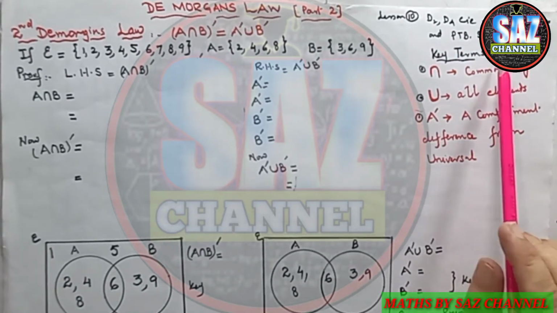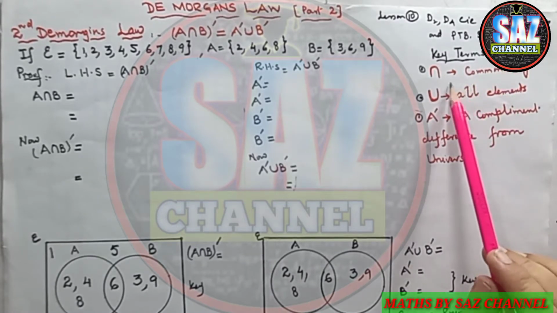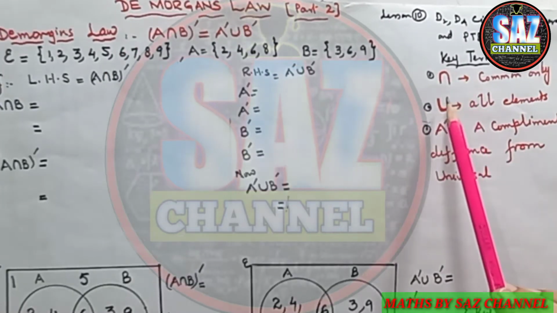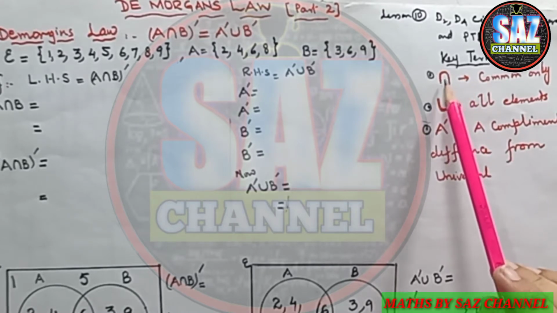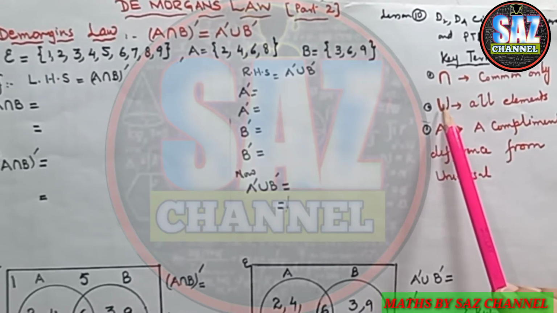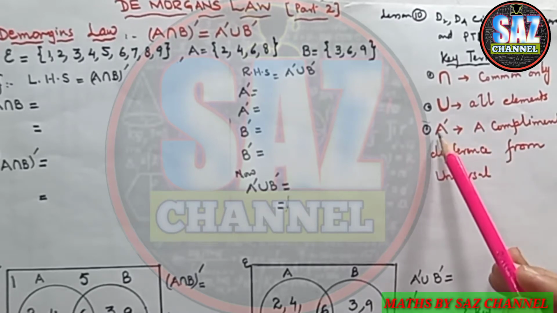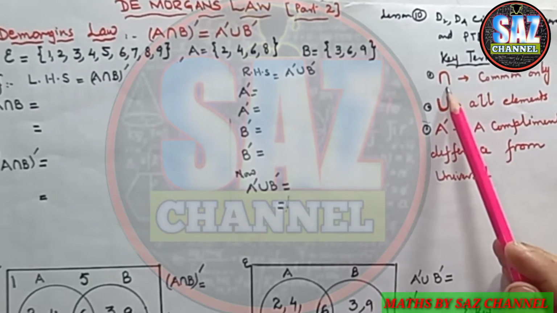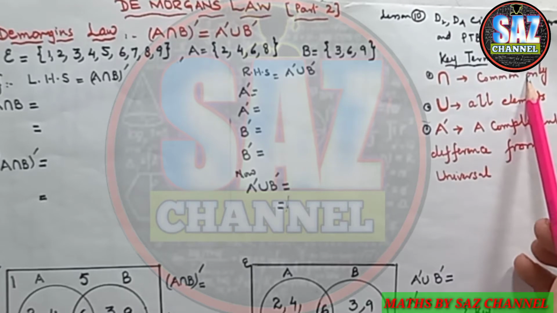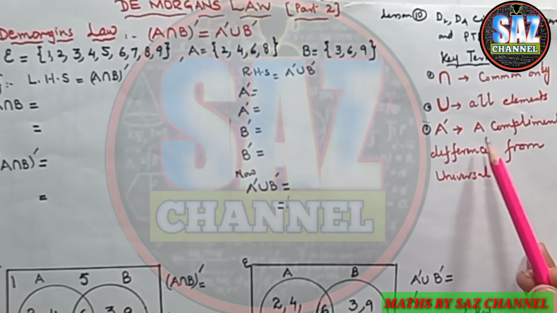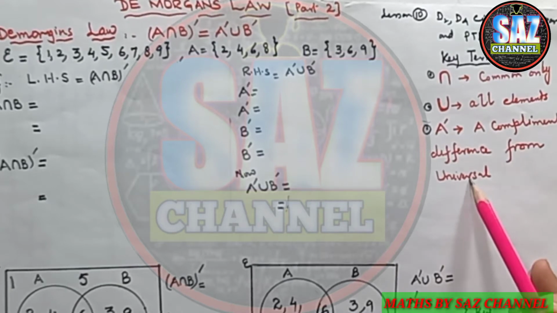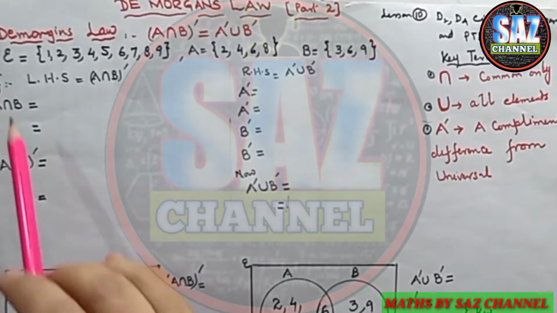Before going to the lesson, there are some key terms that we have to understand. What are the symbols of intersection, union and complement? Intersection, the symbol is U upside down, union is U, and complement A dash. Intersection means the common elements only, union is the collection of all the elements, and the complement means the difference from the universal. Let's move to the second law of De Morgan's.